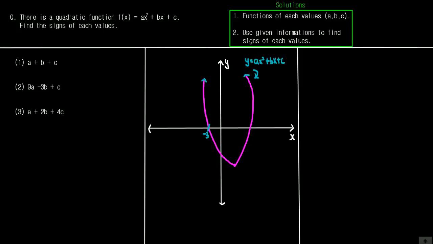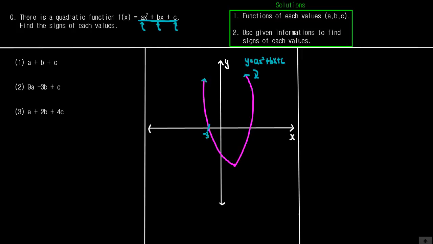There is a quadratic function f of x is equal to ax squared plus bx plus c. Find the signs of each value. The values whose signs we are going to find are a, b, and c.